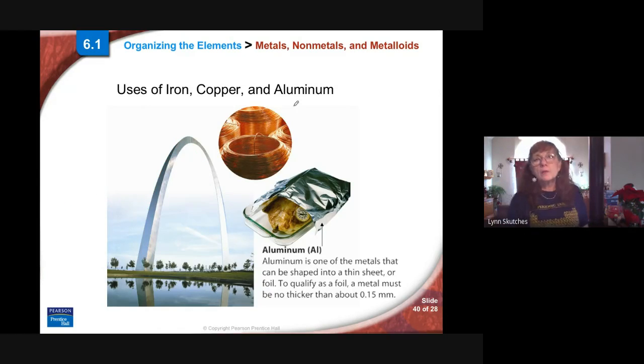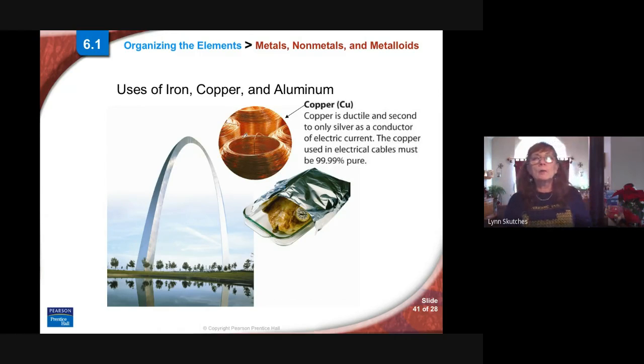Okay? Obviously, everybody has some aluminum in their house. Aluminum is used for lots of things. It's low density, so it makes for lightweight patio furniture and things like that. It's very malleable, right? We can roll it out into a sheet, which everybody has used aluminum for, I'm sure. And then copper, of course, is used for electrical wiring.